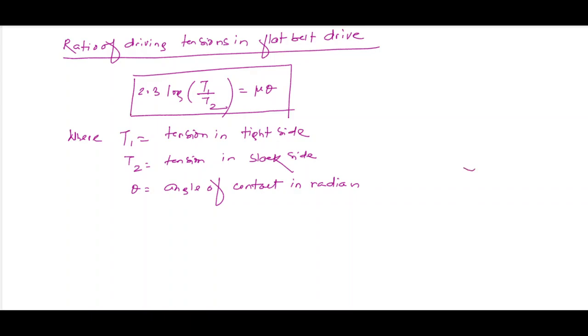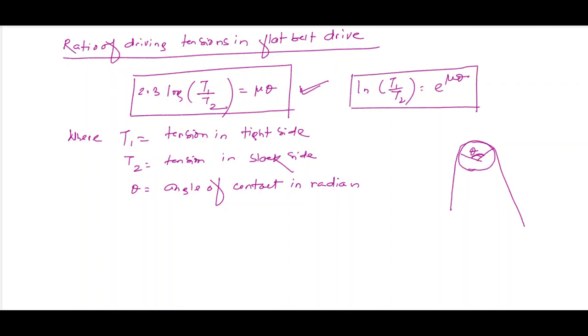Let's say if this is the pulley circumference and the belt is wrapped around it, like this. So the angle of contact will be this much. This is theta in radian. So this is the relation to find out the ratio of driving tension. So you can say ln T1 by T2 is equal to e to the power mu theta.